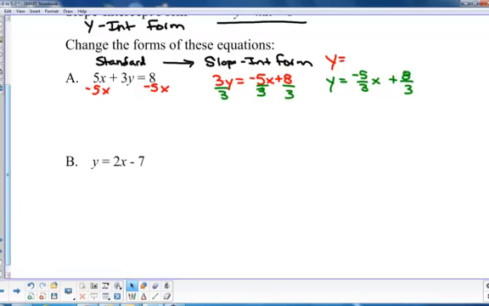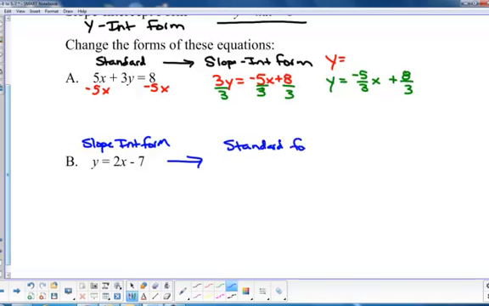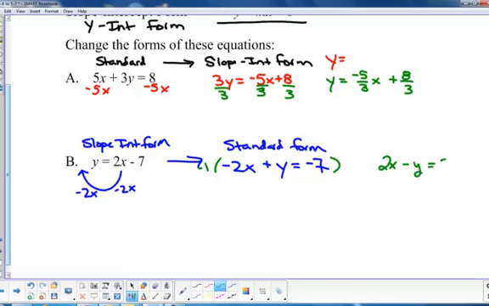If you look at letter B, this is in slope-intercept form. And we're going to convert it to standard form, which means the x and y are on the same side of the equation, and the coefficient of x is positive, and the coefficient of x and y are not a fraction. So we're going to do that by subtracting 2x. So we have negative 2x plus y equals negative 7. And we don't want that negative in front of the x, so we're going to multiply the whole thing by a negative. So our proper standard form is 2x minus y equals 7.